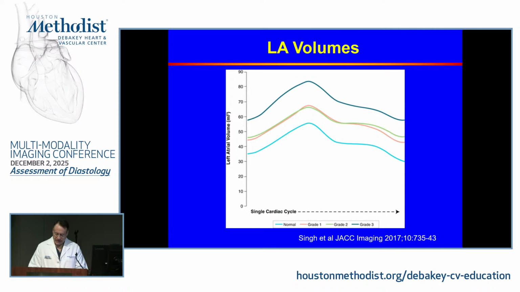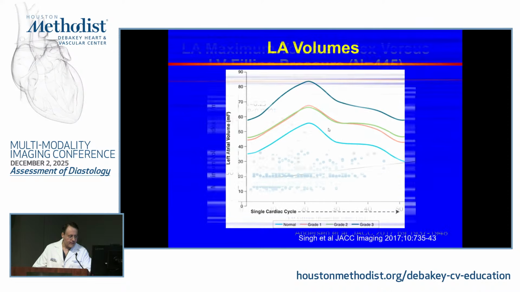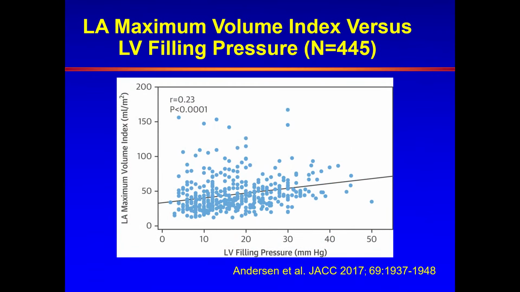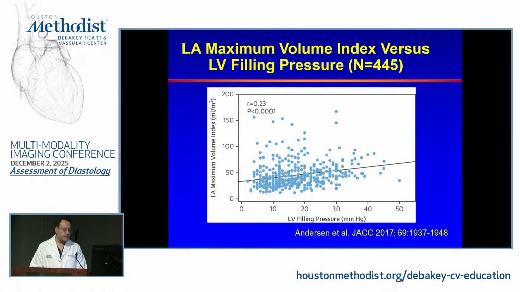So far it's good, but how reliable is LA volume as a metric of filling pressures? This is a large multi-center study that we conducted back in 2017, and it shows the relation between maximum LA volume index and left ventricular filling pressure in 445 patients, quite a bit of scatter, which makes LA maximum volume index one of the weakest, if not the weakest, indices of filling pressure.